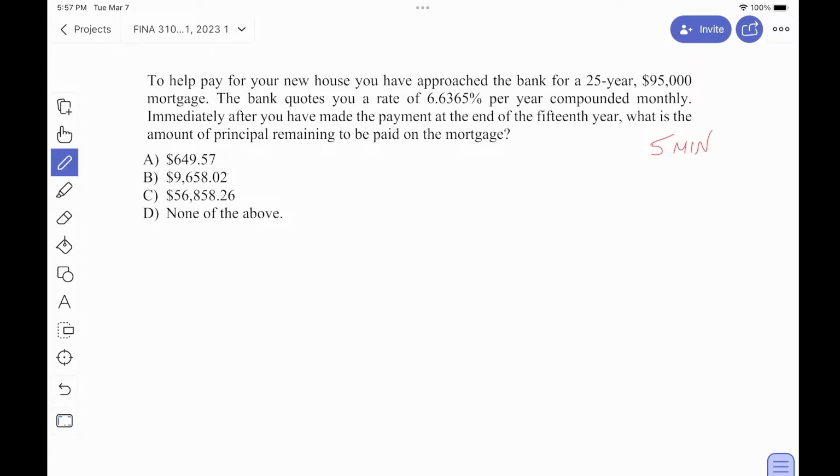Okay. Okay, the bank. The bank quotes the rate 6.6365, which is a quoted mortgage rate. So it's a stated rate. It means that they're just saying what the simple interest is over the year. But in fact, the payments are monthly for a mortgage. So you need to convert all variables to monthly rates, or to convert all variables to months.